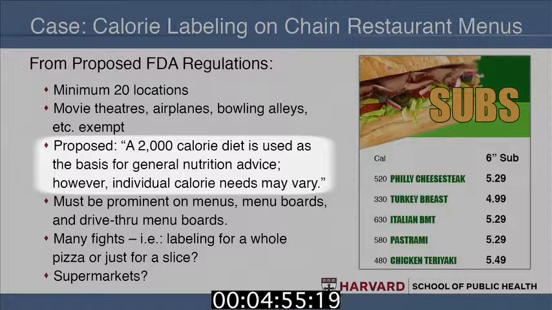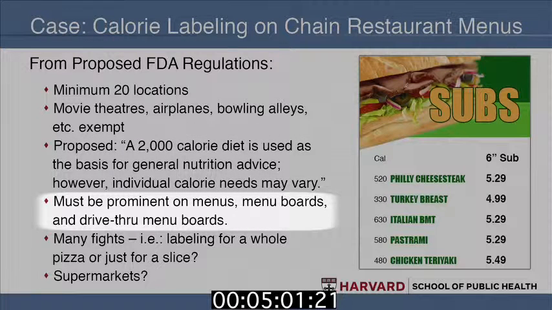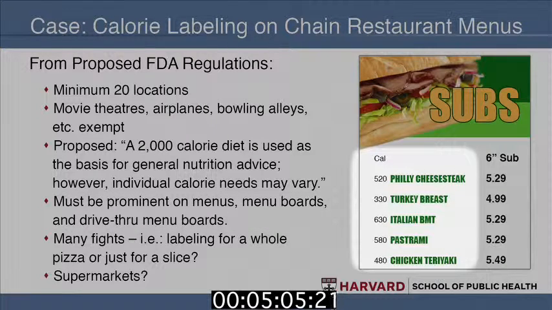There's a proposed 2,000 calorie diet as the standard and the basis for nutritional advice, although individual needs will vary. And it has to be prominent. You can see on the illustration on the right that to the left of each item are the number of calories that are there. And it's been interesting from a political perspective because these regulations have been delayed in coming out, partly because there have been so many controversies.